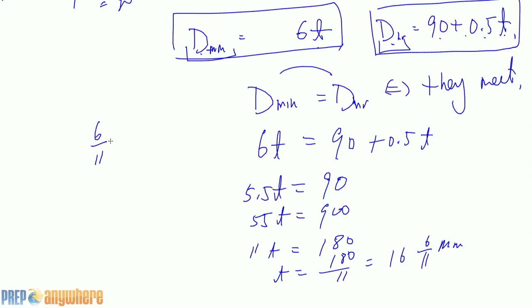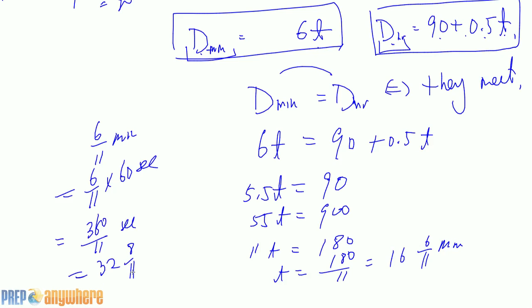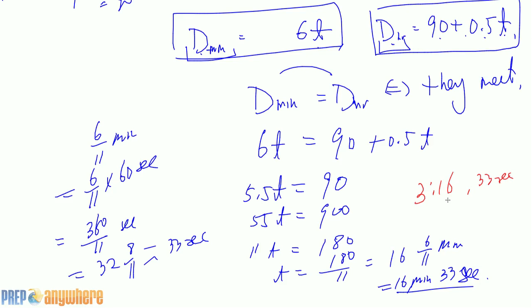I can change 6 over 11 of a minute into seconds. Times it by 60 seconds. So that's 360 divided by 11 seconds. That's approximately 33 seconds. So 16 minutes and 33 seconds. So what time do they meet? 3:16. That's right. They meet at 3:16, 33 seconds. You cannot look at your watch and do that, okay? It's impossible to get it that accurate.